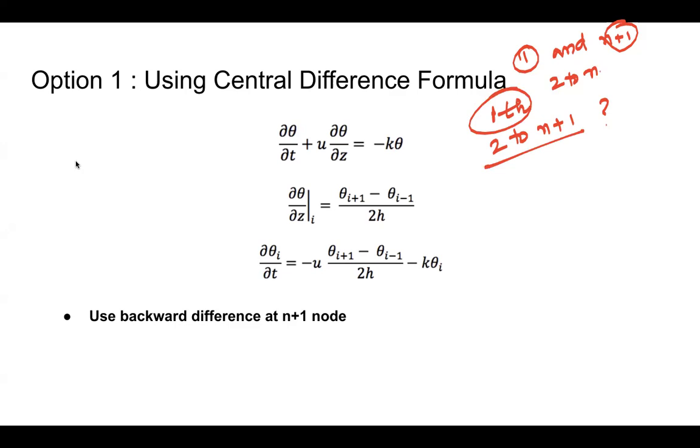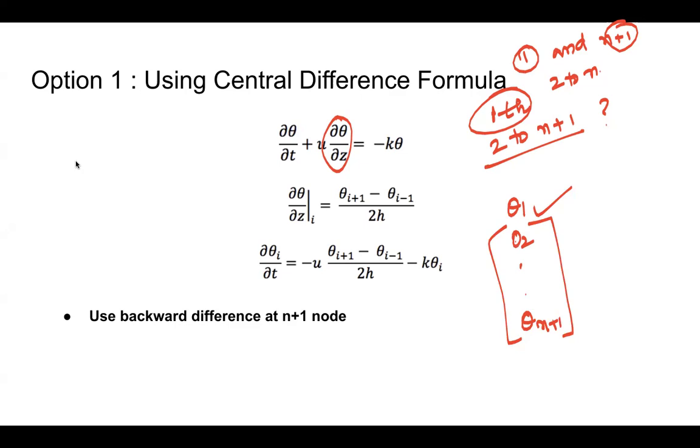If you are using the central differencing formula, that is theta I plus 1 minus theta I minus 1 divided by 2h, and you put that back into the equation, you will get an ODE, that is from theta 1, theta 2 up to theta n plus 1. Theta 1 is already known to you. The rest are the unknown quantities that you are trying to solve for.